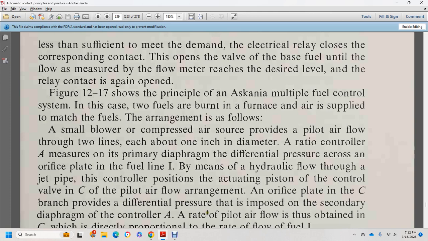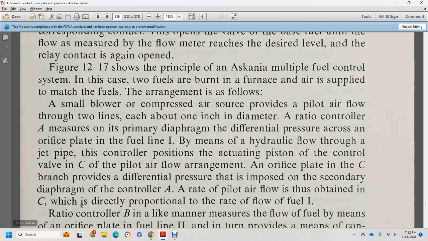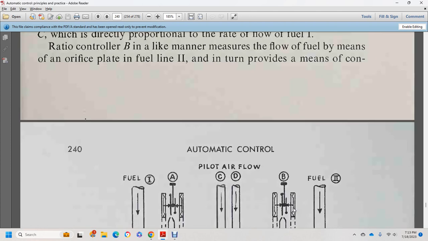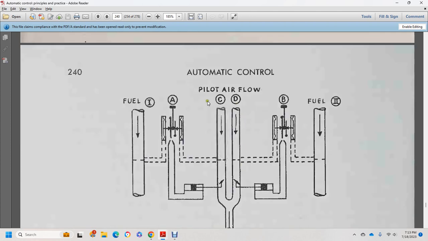Controller A regulates the rate of the pilot airflow, which is directly proportional to the rate of the flow of fuel 1. Ratio controller B, in like manner, measures the flow of fuel 2 by means of the orifice plate within the fuel line. So we have fuel 1, A, pilot airflow C and D, B, and fuel 2.